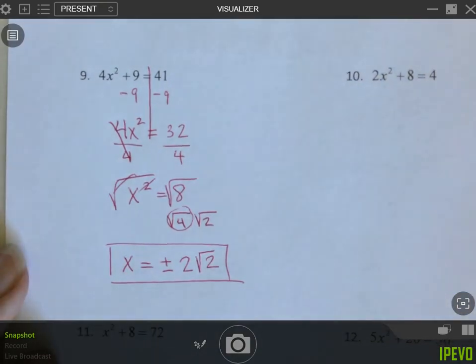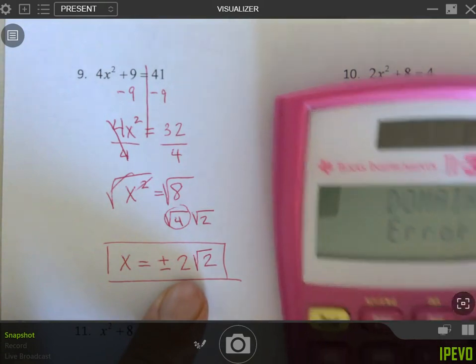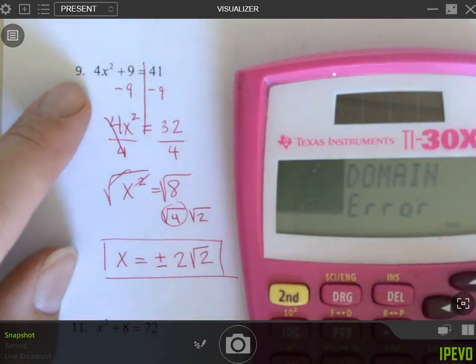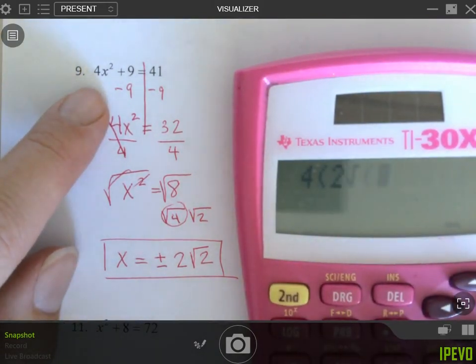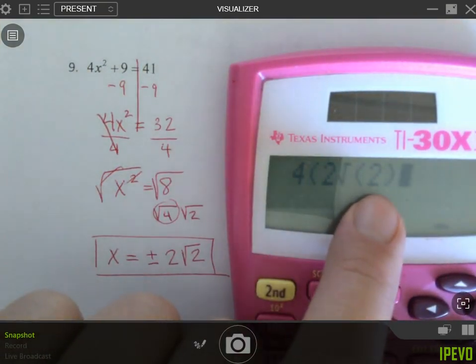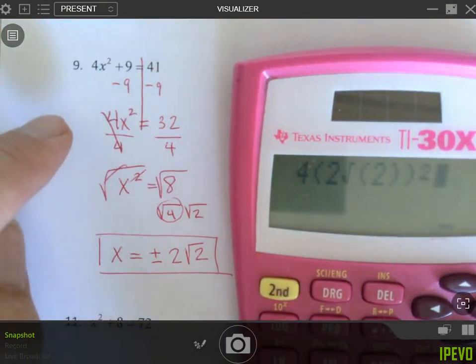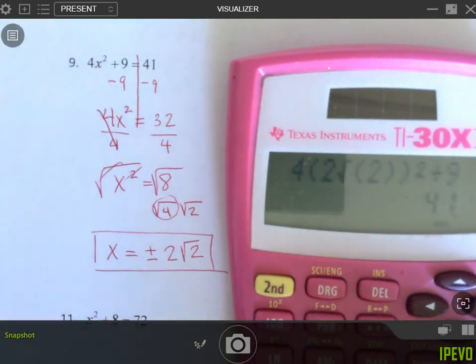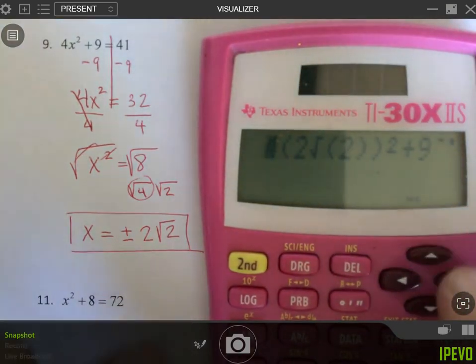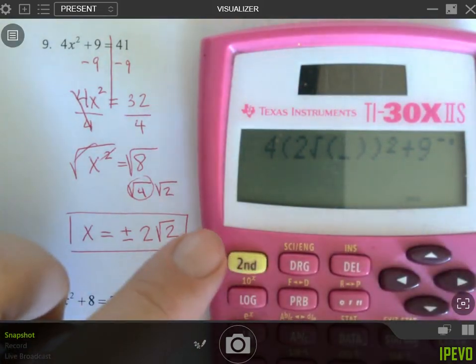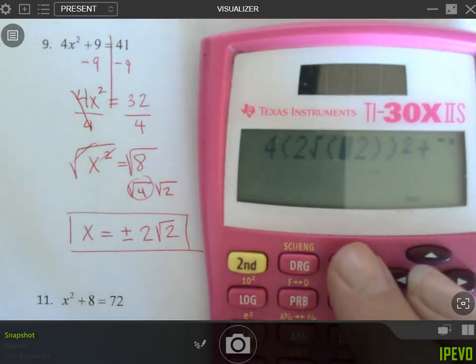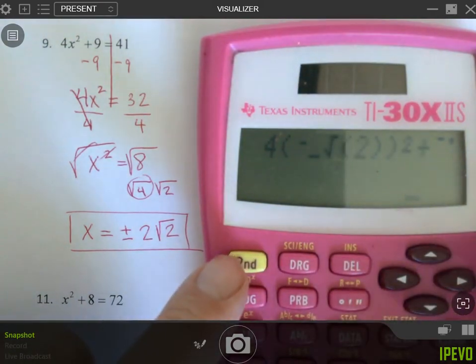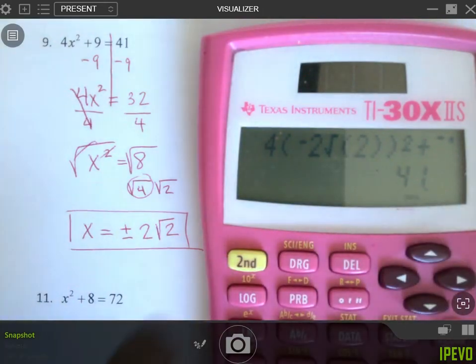So in answer to the question on the other problem you asked, I need the plus or minus every time. Now, it might be a little bit weird, but if I take this answer and plug it into the original, 4 parentheses, and I type in 2 square root 2, I have to close the root and close what I'm multiplying by to square it, plus 9, I should get 41. Okay? If I change this with a negative sign, it's still going to square. Oh, I didn't put the negative sign in the right spot. Let me put it in the right spot, and I still get 41 because I'm squaring that negative number.